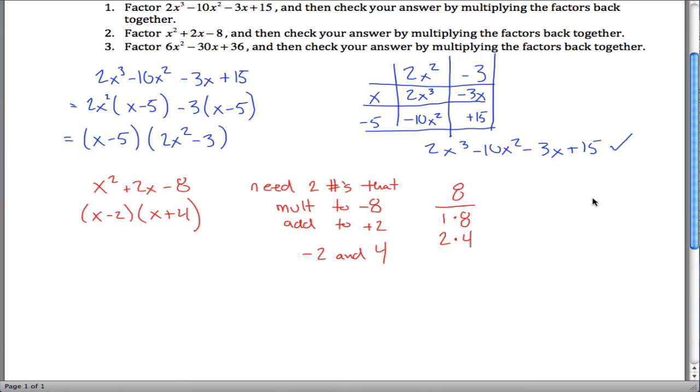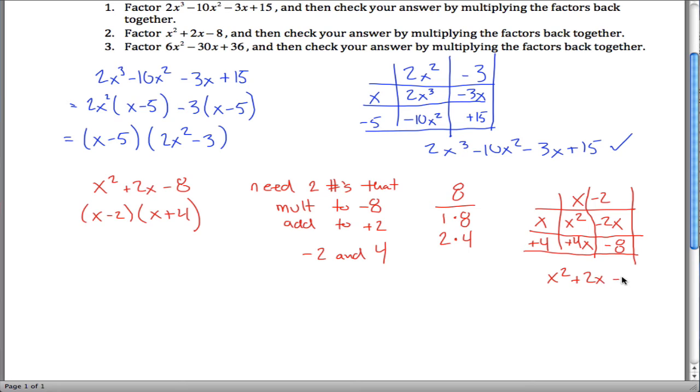And then I could check my answer by multiplying x minus 2 times x plus 4. And if I did that with the box method, I'd get x squared minus 2x plus 4x. Try to separate those a little bit. And negative 2 times 4 is negative 8. So I'd get x squared, let's see, 4x minus 2x, it leaves me with positive 2x. And then minus 8, which sure enough is what I got up here.